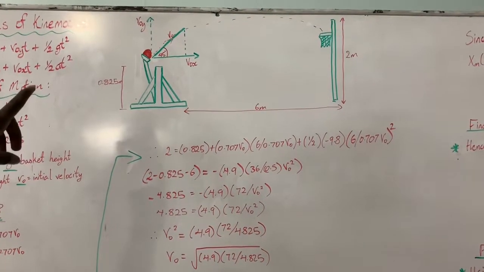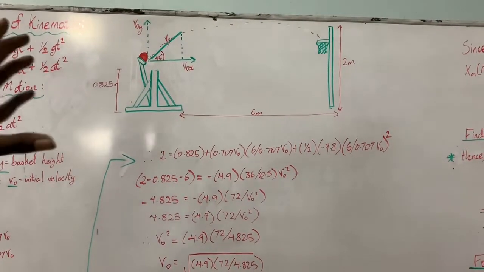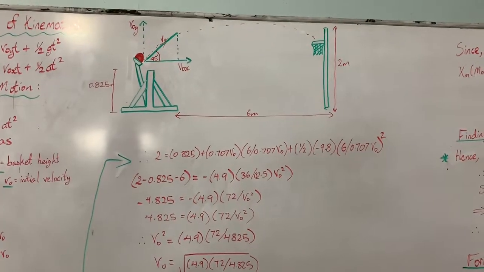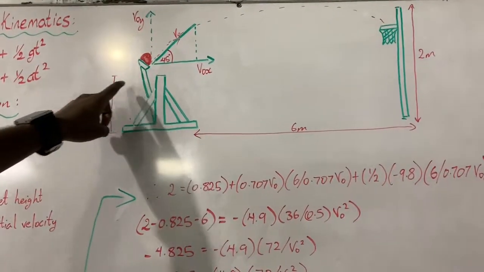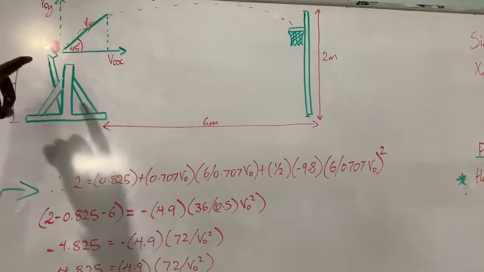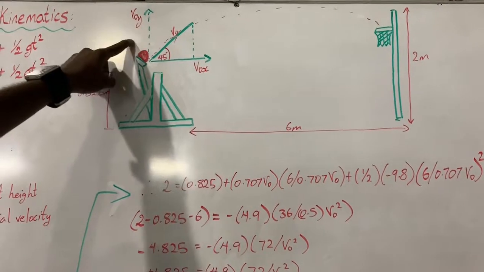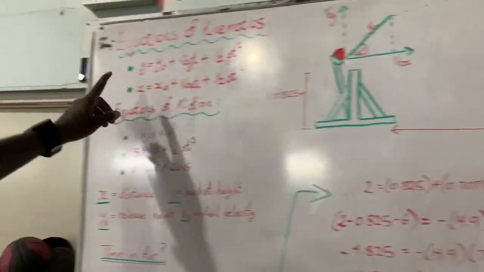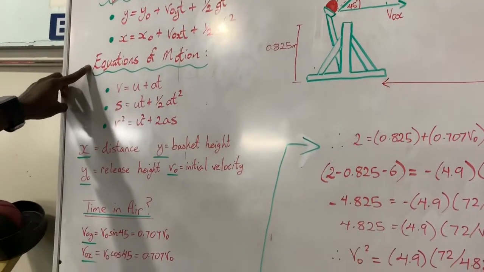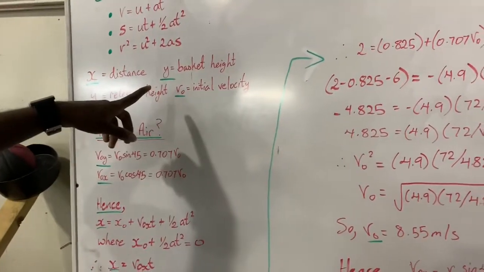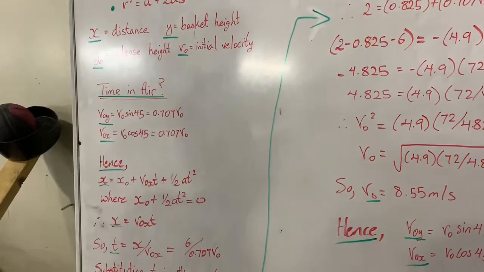So we have here a diagram setting up how we would launch the basketball to score in a hoop 6 meters away. So the basketball will be fixed at 45 degrees and it will shoot and score in that basket. To find V0, we had V0x and V0y. As you can see here, we use equations of kinematics and the equation of motion, where X is the distance, Y is the basket height, Y0 is the release height, and V0 is the initial velocity.